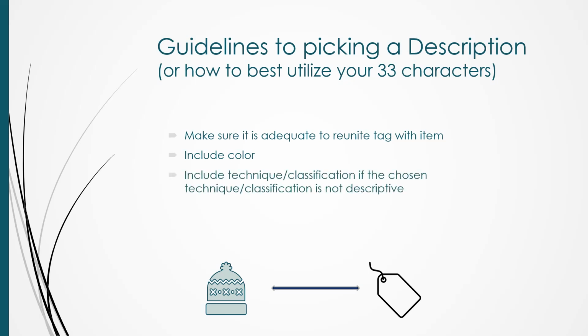Include the technique or classification if the chosen values are not descriptive enough. Be careful of abbreviations. Don't use them unless you need to, as they can make it hard to understand the label. Also be careful with terminology that is specific to your technique. The goal is to have the average volunteer understand and match a tag to the item.